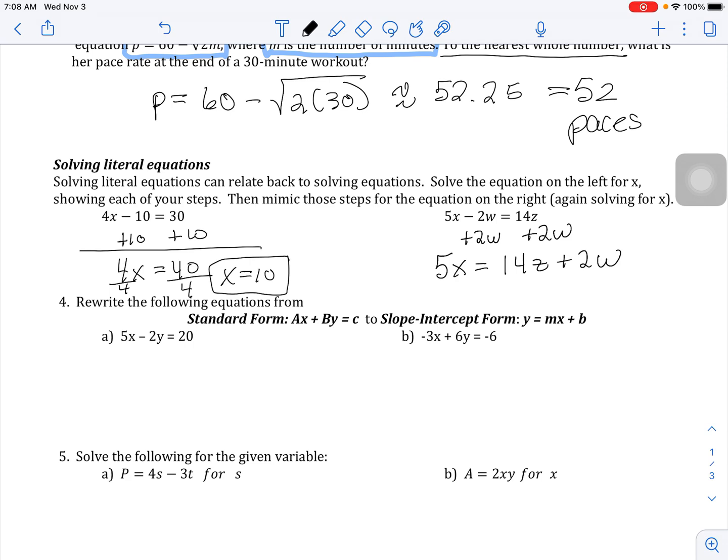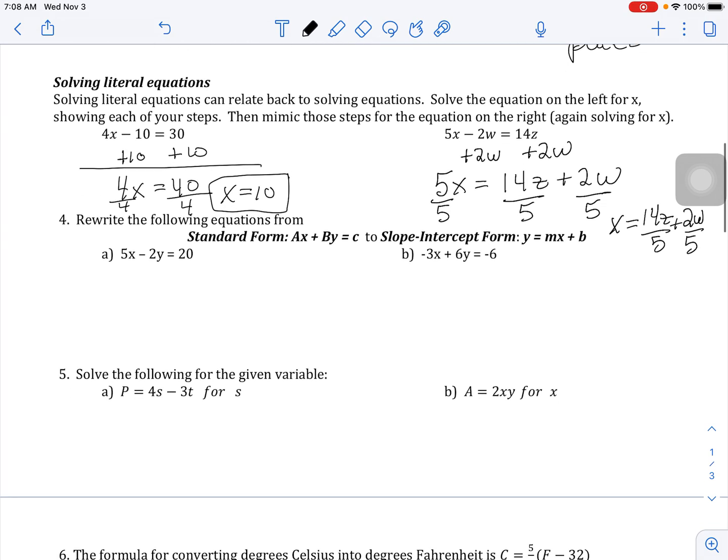You're still dividing by 5 because you're trying to isolate the variable. And when you come to the other side, you divide everything by 5. So the answer here is x equals 14z over 5 plus 2w over 5. Look at the answer. It's not a single number because you had variables to begin with.